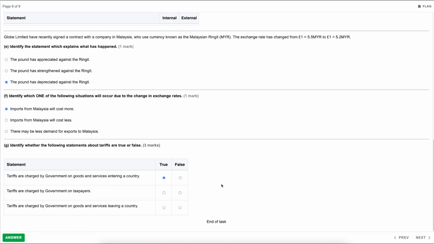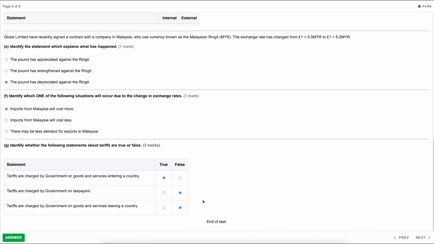Okay, so then the second statement, bringing it back to this question now. Tariffs are charged by a government on taxpayers. Absolutely not. It is on goods and services, so that would be false. And then the bottom one. Tariffs are charged by a government on goods and services leaving a country. Again, that would be false. It is when entering into the country. So it's like your import duty, for example.